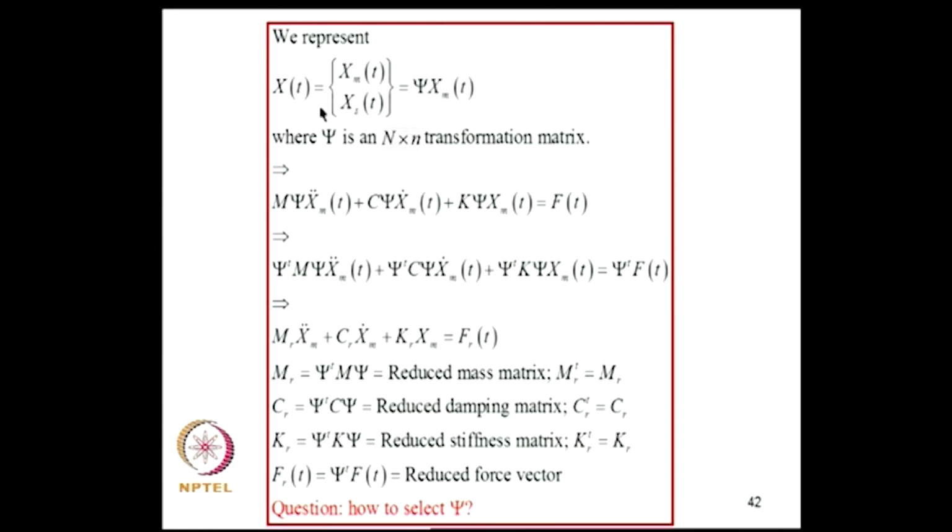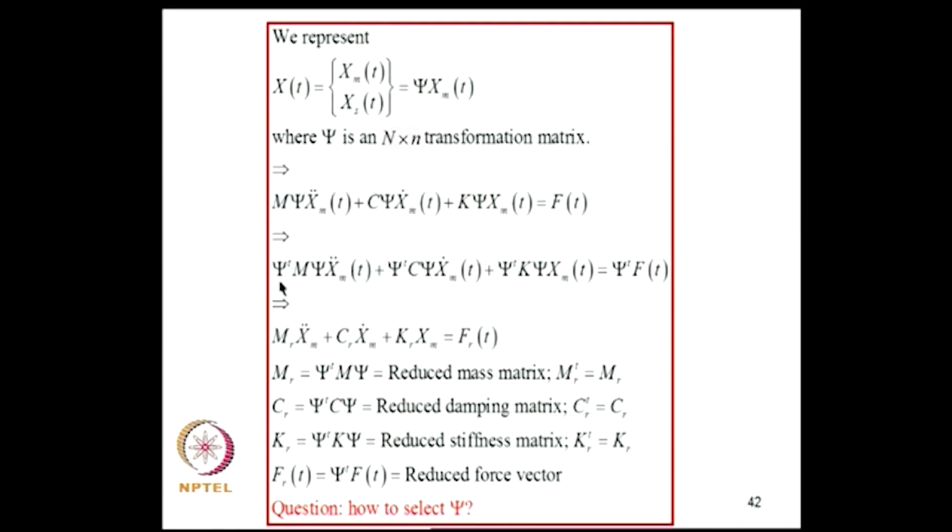Now we represent x of t as some psi into xm of t, okay. This is how we eliminate the slave degrees of freedom, where psi is an N cross n transformation matrix. So we substitute this into the governing equation. I have M psi xm double dot plus C psi xm dot plus, for x I am writing psi into xm. So this is M psi xm double dot plus C psi xm dot plus K psi xm is f of t. I will pre multiply by psi transpose, so I get this equation.